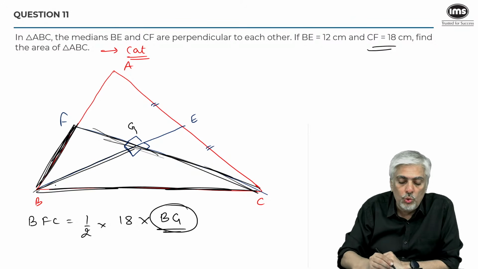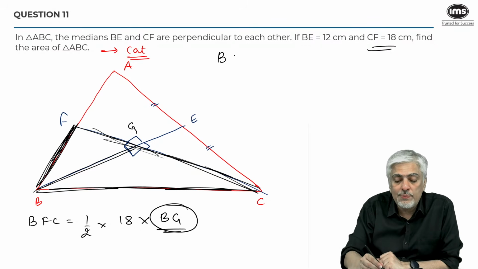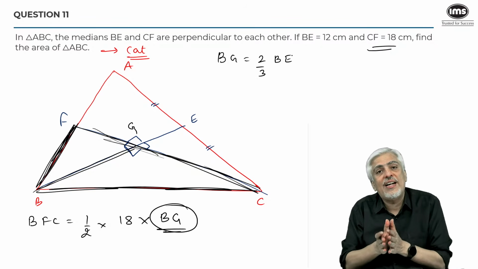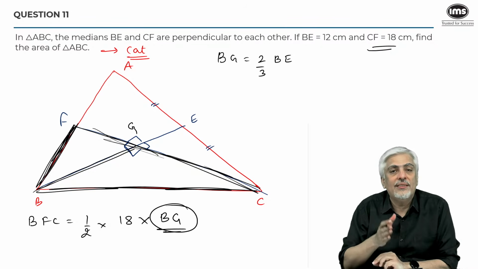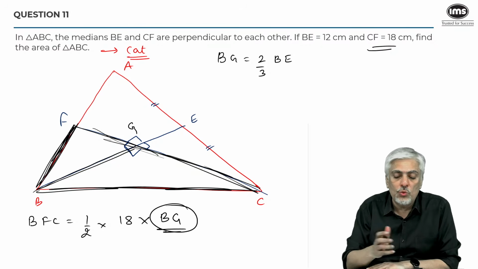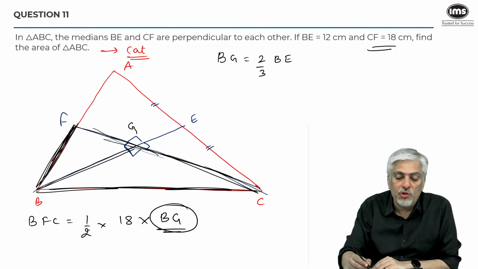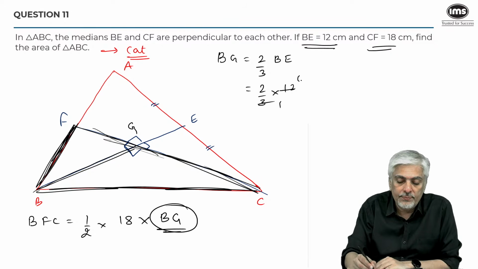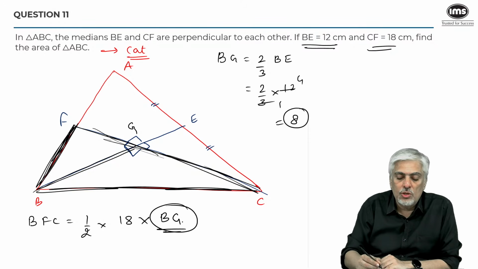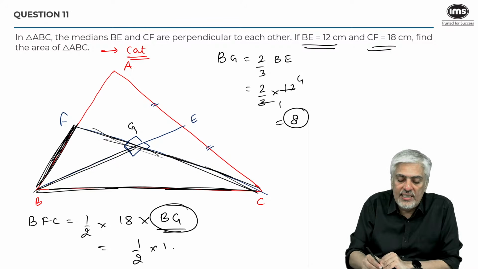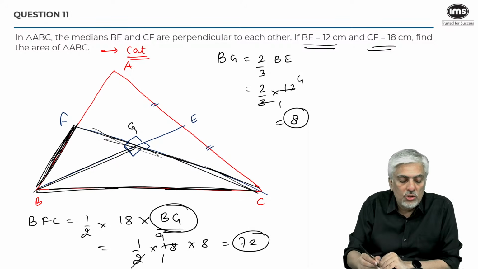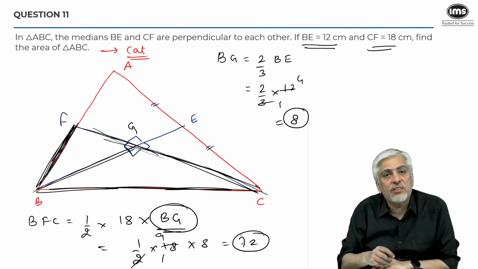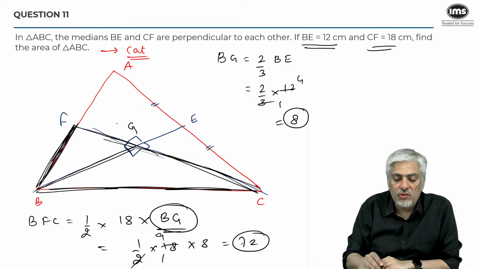BG will be 2/3 of BE. Why is BG 2/3 of BE? Because the centroid divides the median in the ratio 2:1. So BG will be 2/3 of 12. So 2/3 of 12 is how much? 8. So half into 18 into 8 gives 72. So this is the area of half of the triangle.